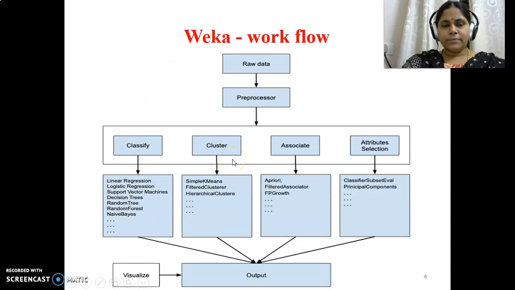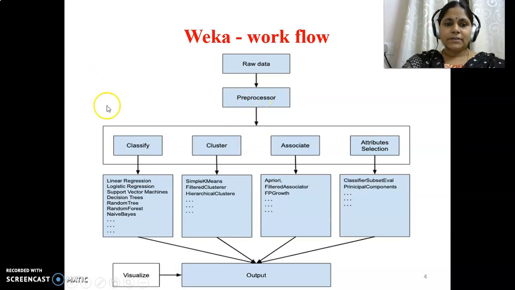Here I am showing the workflow of Weka. The raw data is taken initially, which is the original data set. After that, the data is sent for pre-processing. Pre-processing is a stage where we remove the unwanted data from the original data set, something like removing the noise.